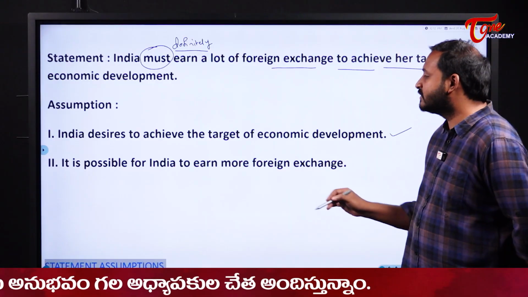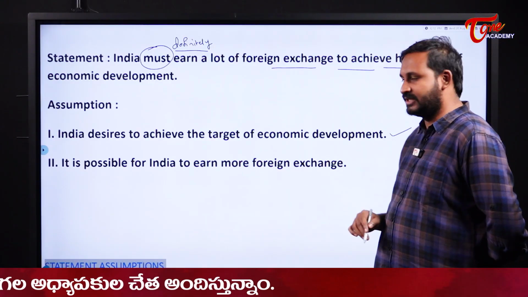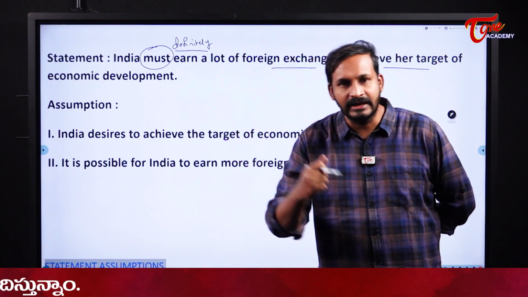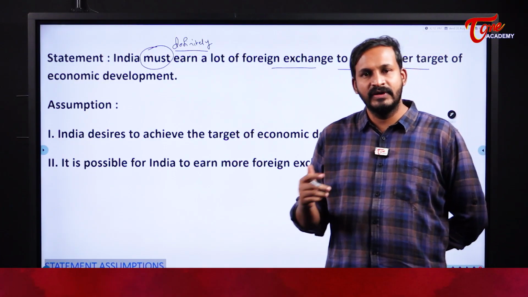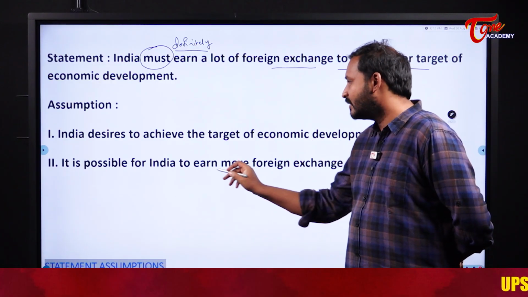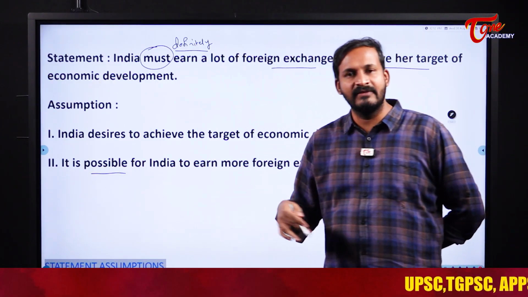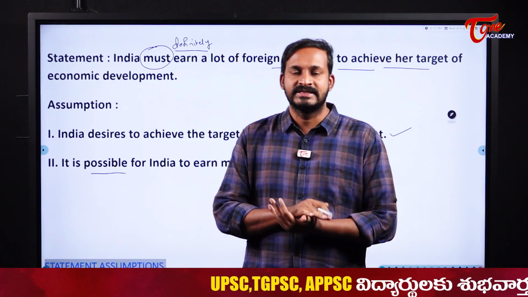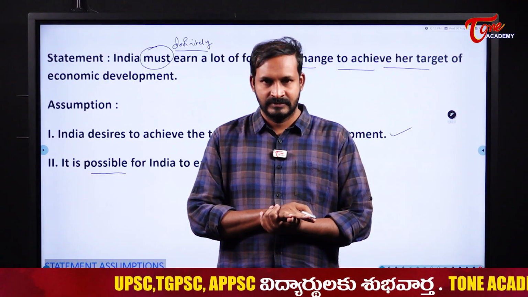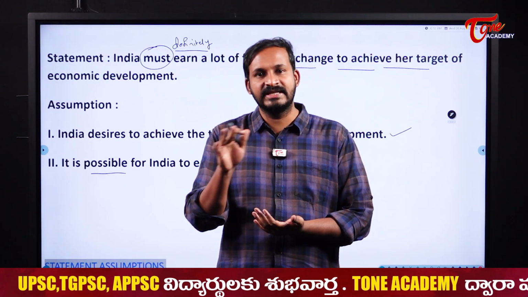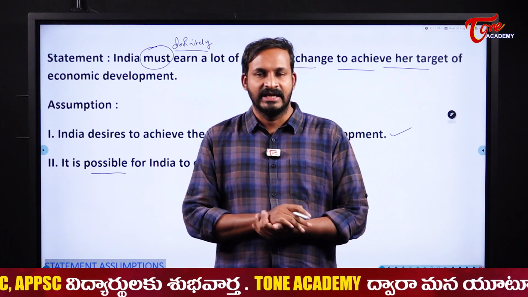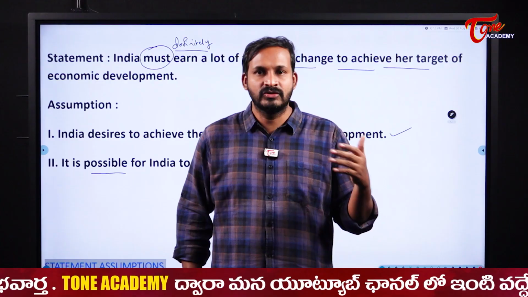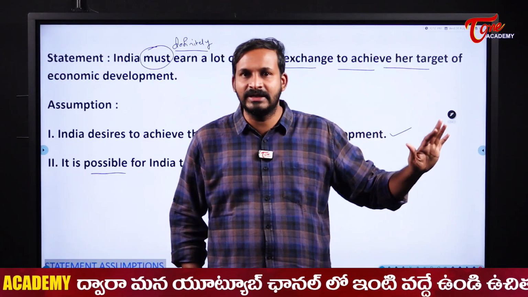Next, it is possible for India to earn more foreign exchange. See here students, India must earn means we should earn, right? Yes, we should earn. So without having the scope, can we make any assumption? See, for example students, I will say that sun rises in the east. Same thing if I say that sun rises in the west. Will sun rise at the west? No, right? It is not at all possible. So that is an impossible task.